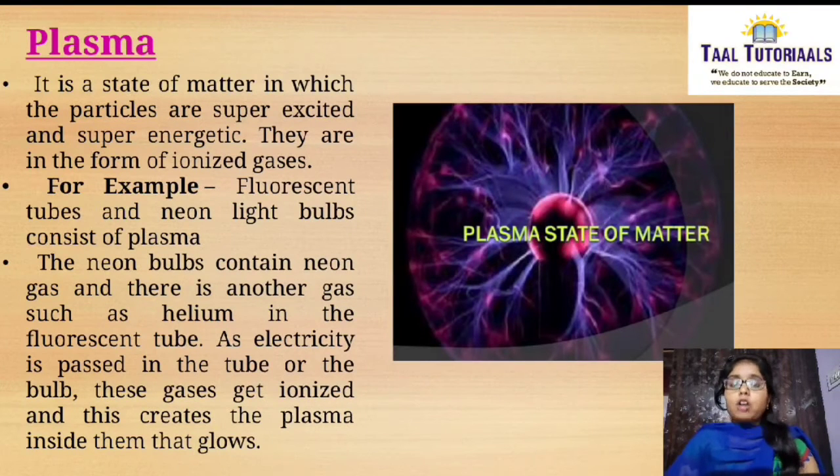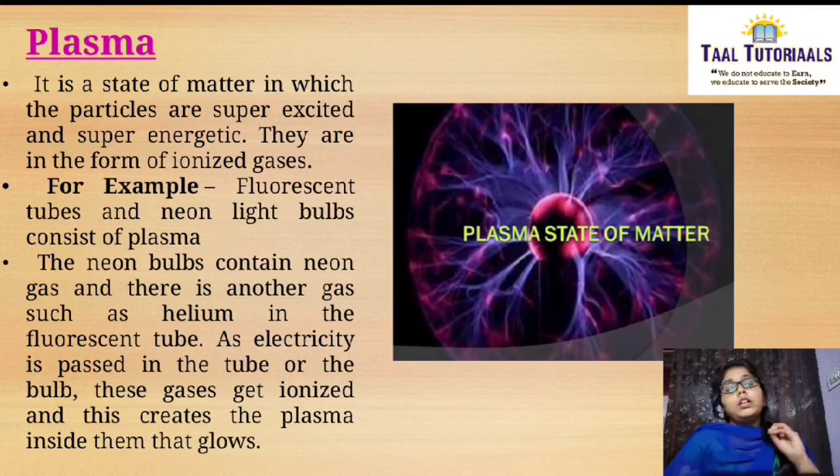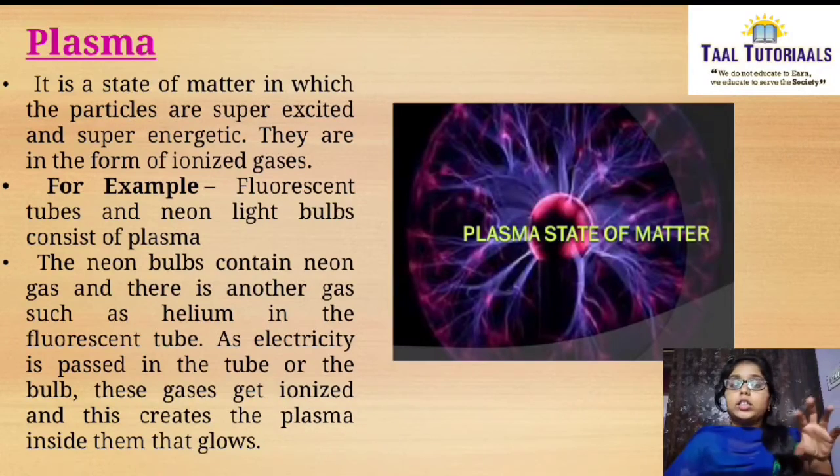Neon bulbs contain neon gas, and there is another gas such as helium in a fluorescent tube. Now, what happens as electricity is passed through the tube or the bulb, these gases get ionized, and this creates the plasma inside them that glows. This is how neon bulbs work. This is all made up of plasma matter.